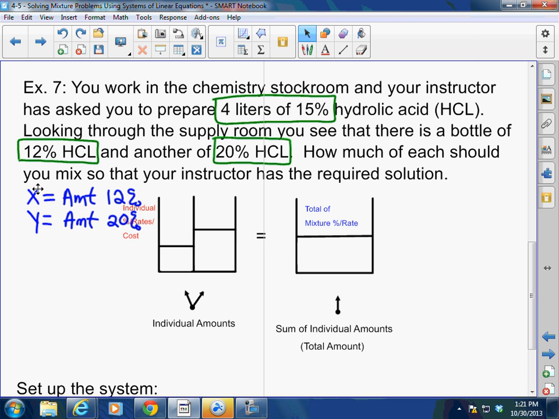So now, I have my individual amounts. The amount of the 12% is 12%. The amount of the 20%. The total. What is the total size, volume of the mixture they want you to do? 4. And what is the percentage of the new mixture they want you to have? 15%. So I got 0.12x plus 0.2y equals 0.6. And I got x plus y equals 4.